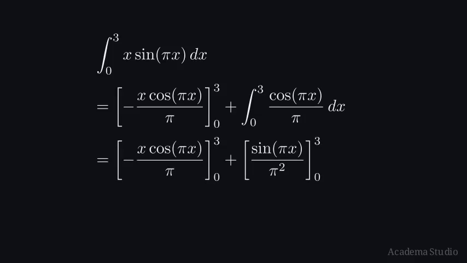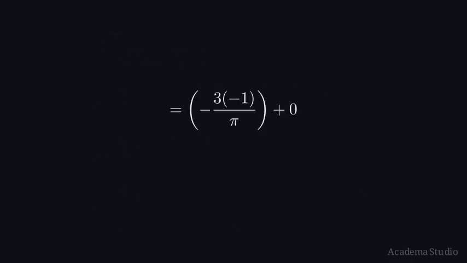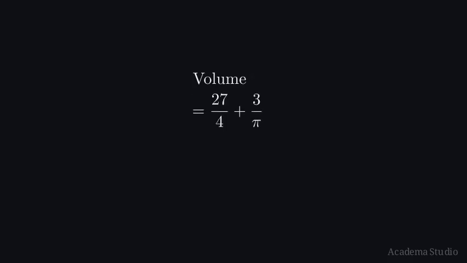So this equals negative x cosine of pi x over pi from 0 to 3, plus sine of pi x over pi squared from 0 to 3. So this equals negative 3 cosine of 3 pi over pi minus 0, plus sine of 3 pi over pi squared minus 0. So this equals 3 over pi plus 0. So this equals 3 over pi. So the exact value is (27 pi plus 12) over 4 pi, which agrees with the decimal answer.